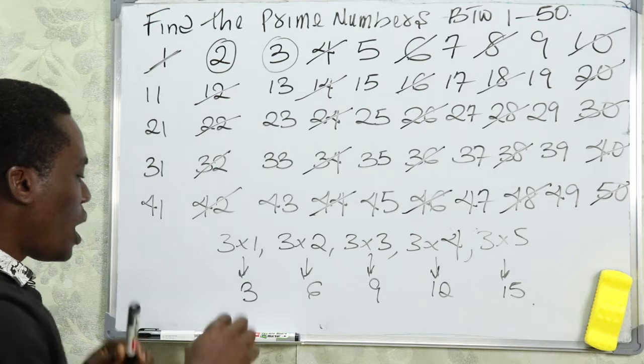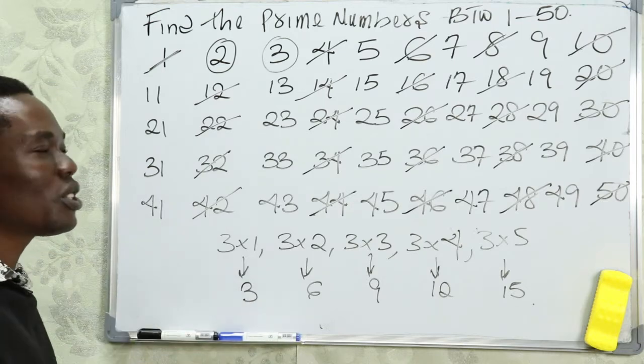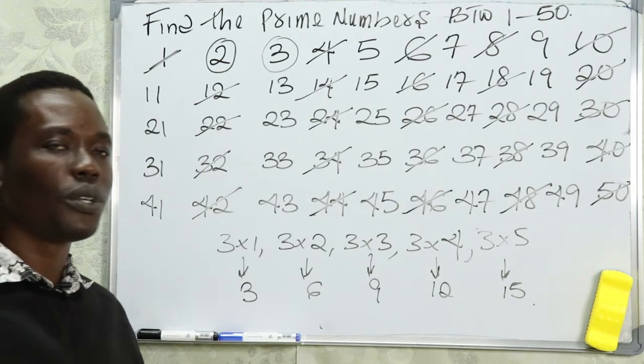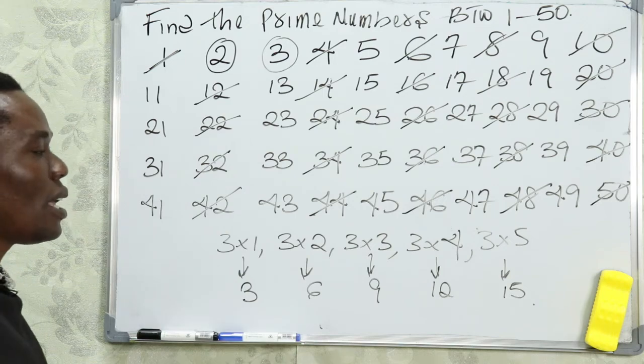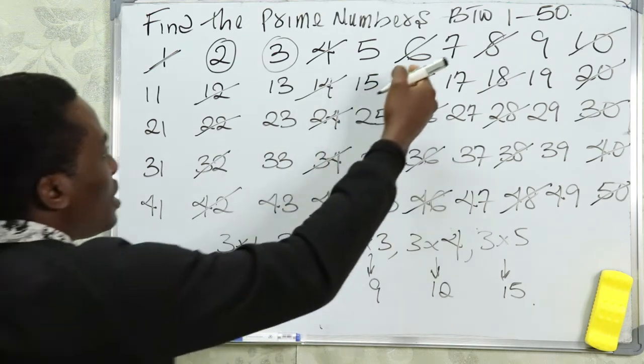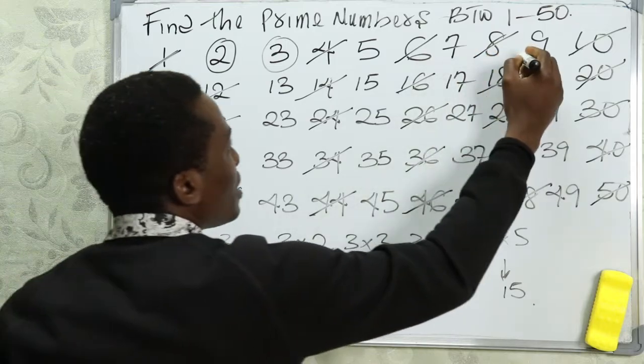Now we are going to remove the multiples of 3 just as we removed the multiples of 2. Do we have them here? Good. The multiples of 3 that are even are already gone. 9 is a multiple of 3.